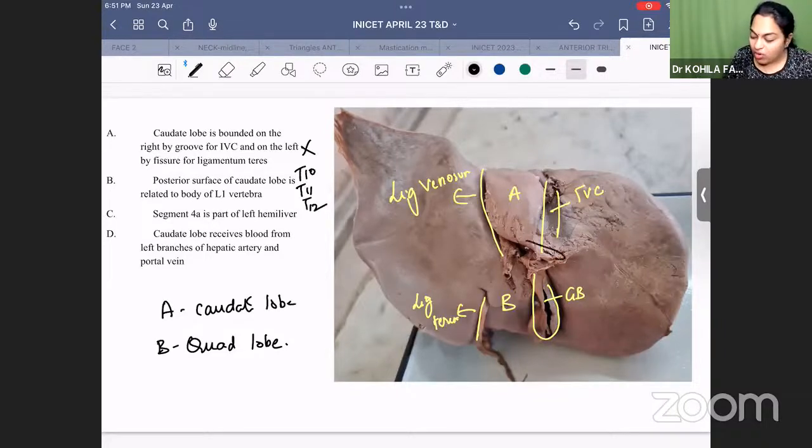This is the caudate process. So this will be forming the anterior boundary, the superior boundary for the epiploic foramen. The caudate lobe receives blood from the left and right branches.